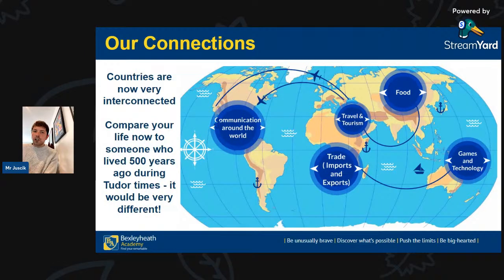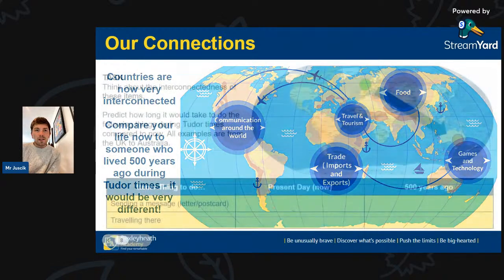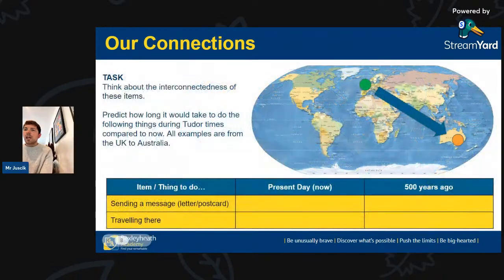So what I'd like you to do is, if Miss goes on to the next slide for me. Amazing. Thank you, Miss. What you can see there is a map with two dots, one green, one orange. Obviously, we are the green one in the UK, and that orange one is Australia. Now, what I want you to think about is that connectedness of us today and maybe us 500 years ago.